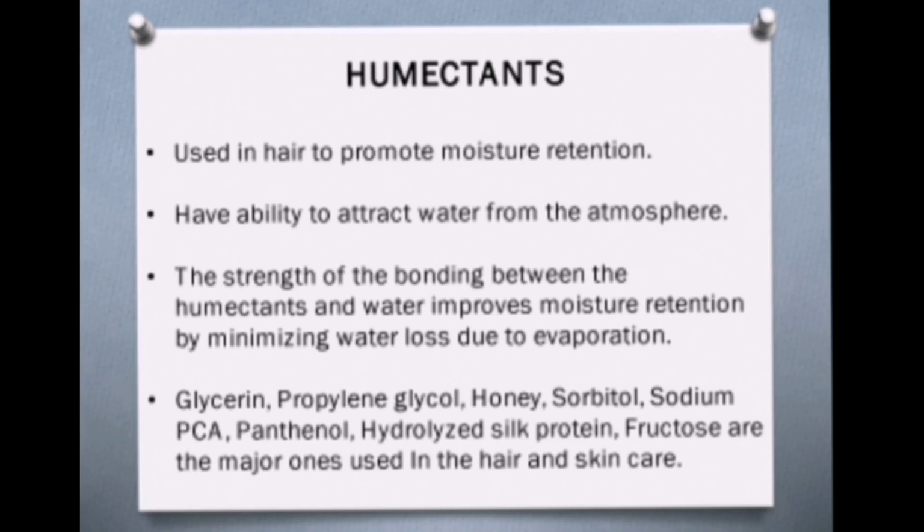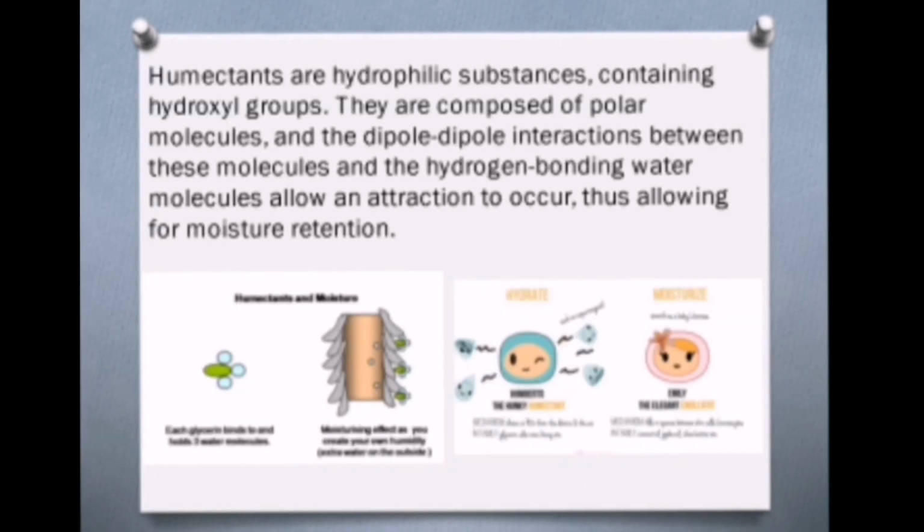Glycerin, propylene glycol, honey, sorbitol, sodium PCA, panthenol, hydrolyzed silk protein, fructose are the major ones used in the hair and skincare. Humectants are hydrophilic substances containing hydroxyl groups. They are composed of polar molecules and the dipole-dipole interactions between these molecules and the hydrogen bonding water molecules allow an attraction to occur, thus allowing for moisture retention.